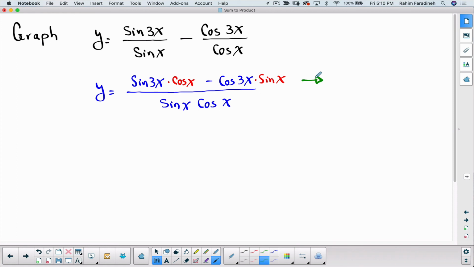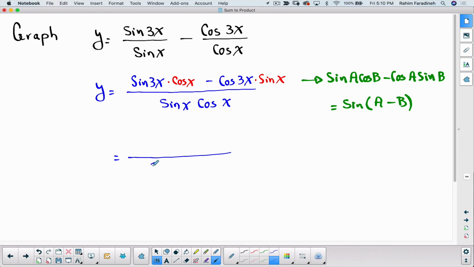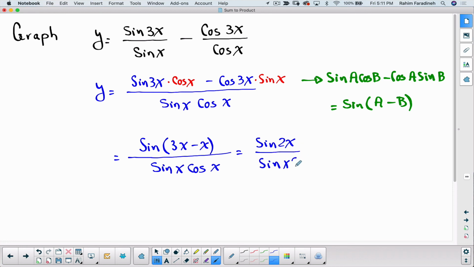The numerator is very similar to this: sine A cosine B minus cosine A sine B, which turns out to be equal to sine of A minus B. So that allows us to combine those terms. So now we have sine of 3x minus x. We're going to get sine 2x divided by sine x cosine x.